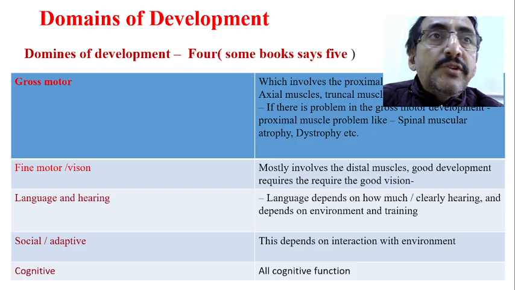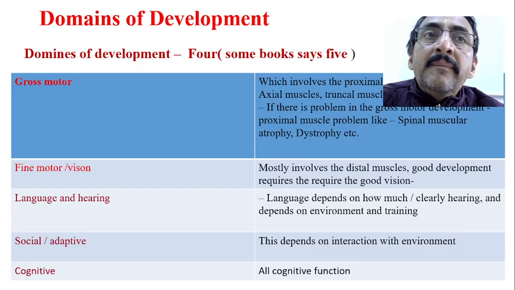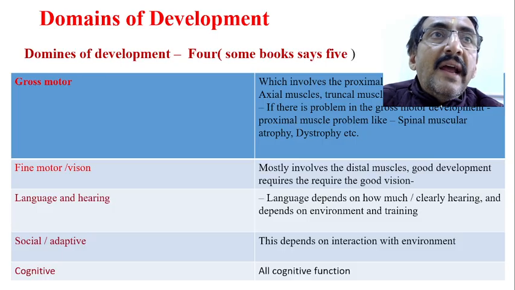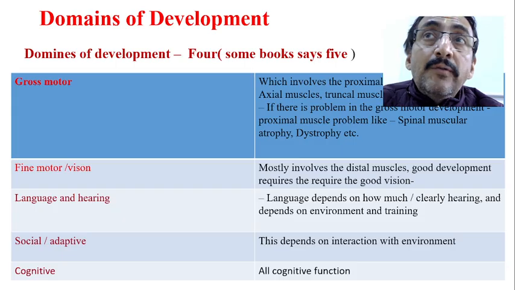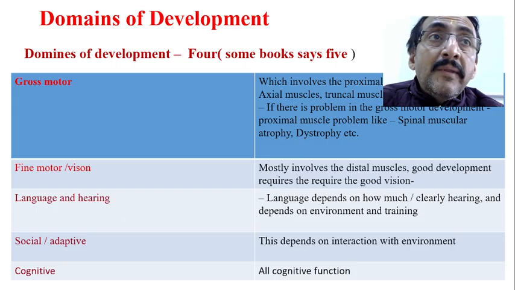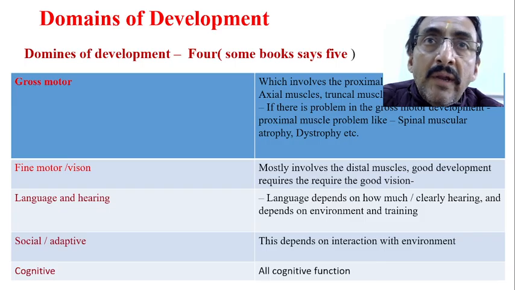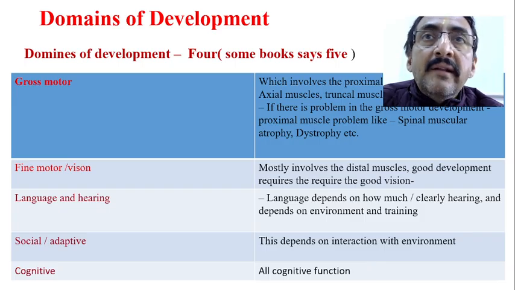Similarly, the fine motor domain mostly involves the distal muscles, because fine motor activities, such as pill rolling or threading a needle, require skillful, finely modified activity. So pill rolling, eating and threading the needle actually require the distal-most muscles.